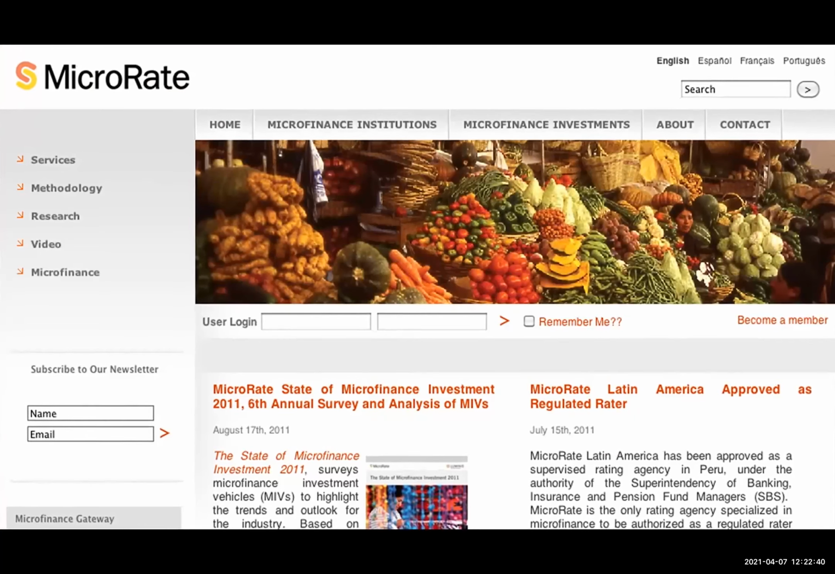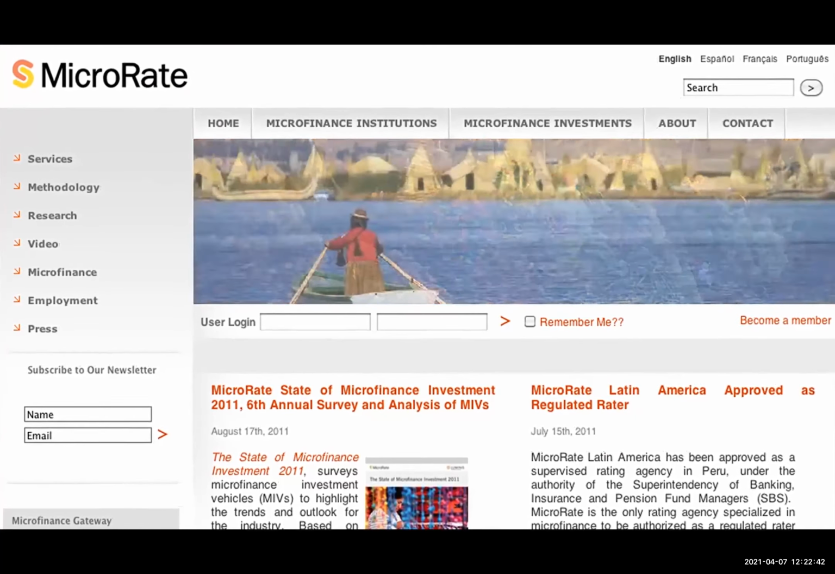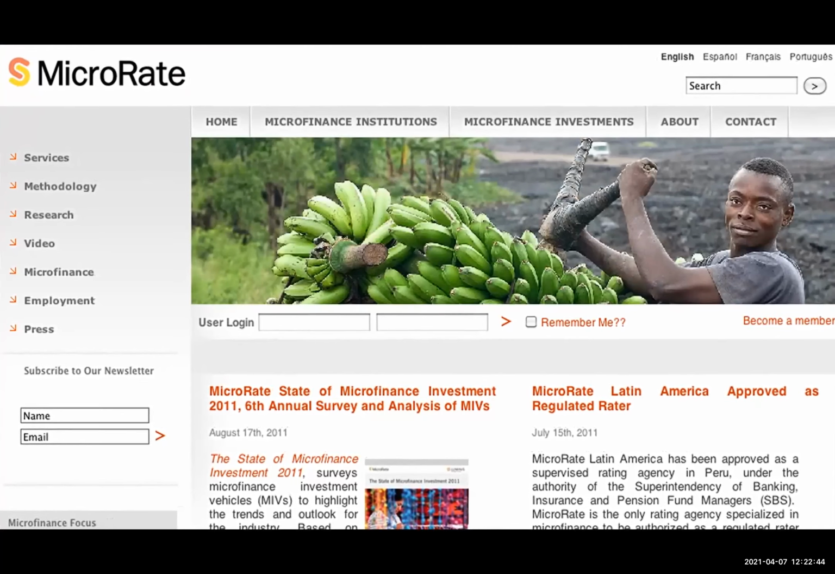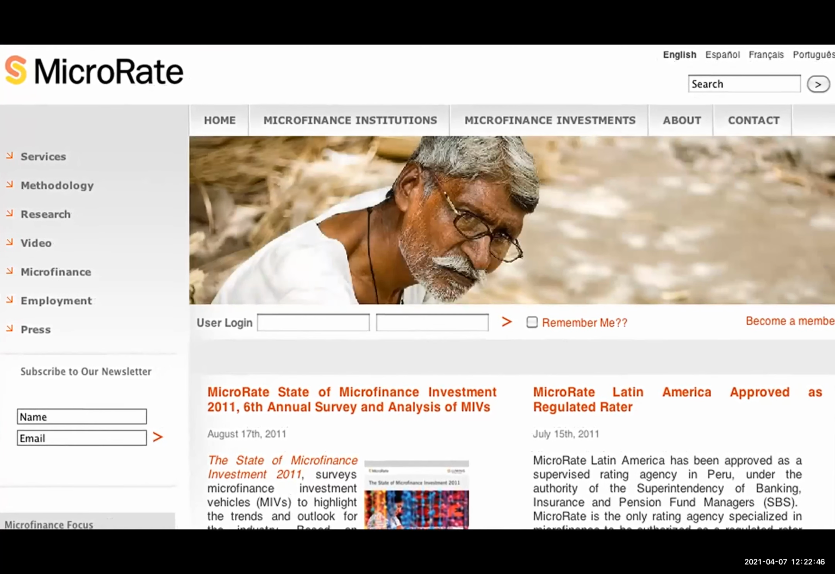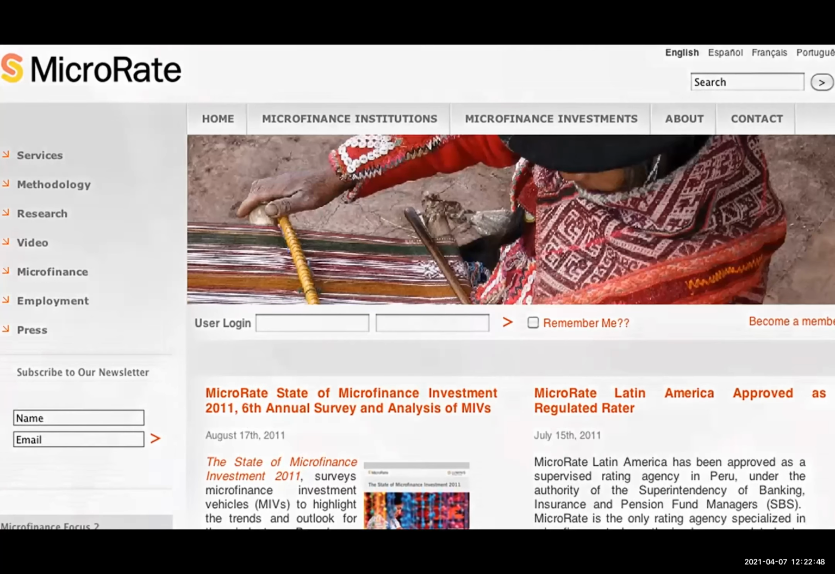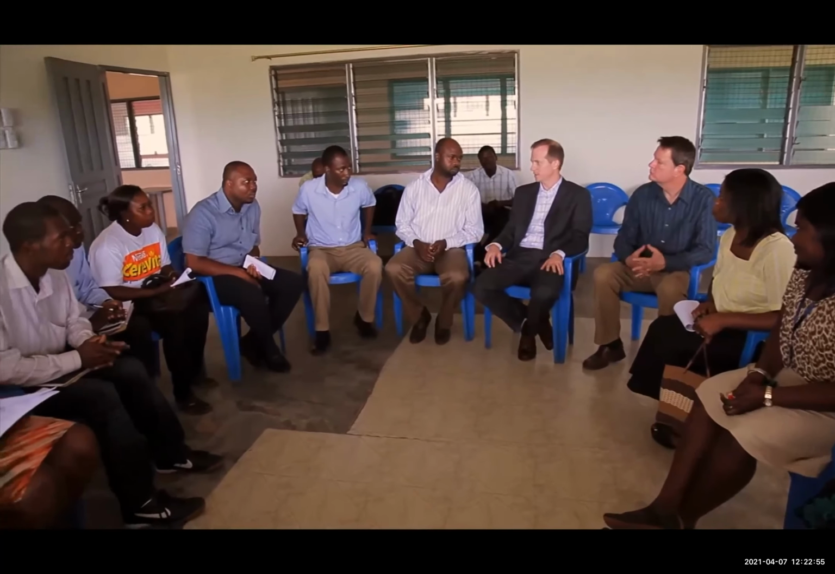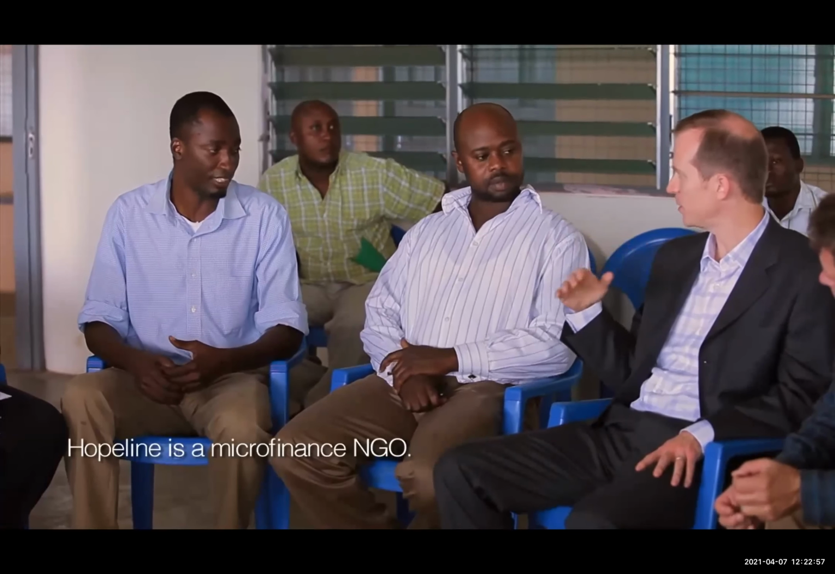Damian von Stauffenberg founded MicroRate, a company that rates the effectiveness of microfinance institutions around the world. What he's found is that the best microfinance strategies emphasize a holistic approach. Ibo Graham, a project manager at the Hopeline Institute in Ghana, echoes the same idea. Hopeline is a microfinance NGO.